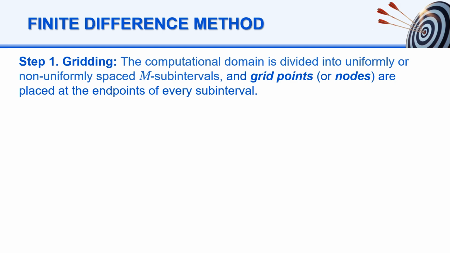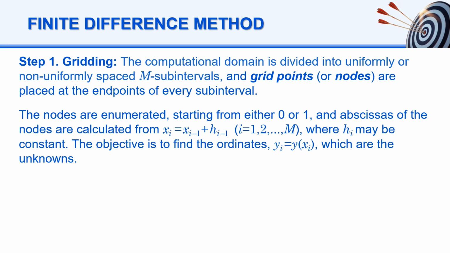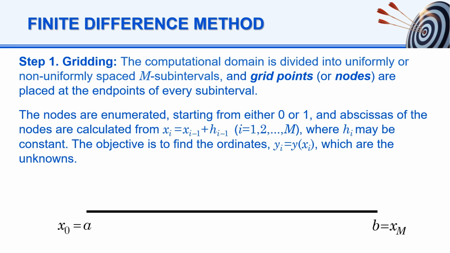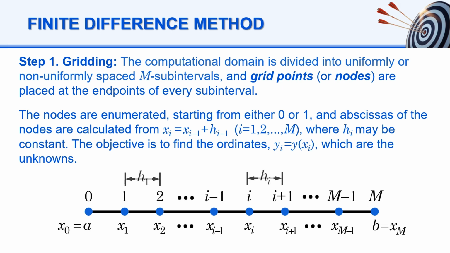Now let's go over the steps of numerical solution. Step 1. Gridding. The computational domain is divided into uniformly or non-uniformly spaced M subintervals, and grid points, or nodes, are placed at the endpoints of every subinterval. The nodes are enumerated, starting from either 0 or 1, and abscissas of the nodes are calculated from x_i equals x_{i-1} plus h_{i-1}, i equals 1 through M, where h_i may be constant. The objective is to find the ordinates, y_i's, which are the unknowns.